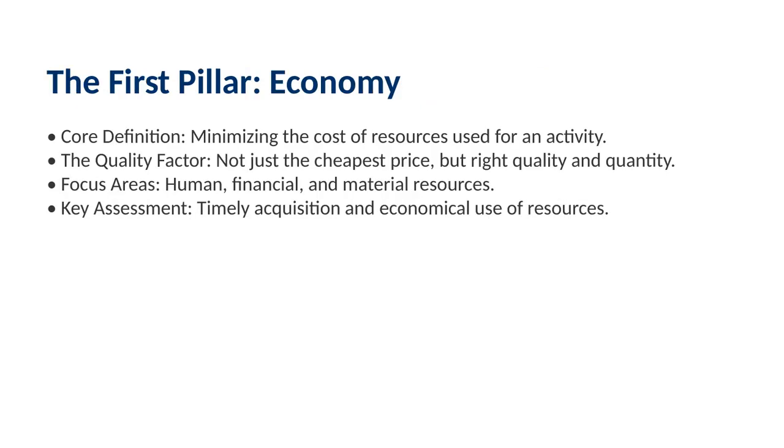To determine this value for money, the C&AG guidelines focus on three key pillars. The first one we need to master is economy. When we talk about economy, we are looking at minimizing the cost of resources used for an activity. But be careful, it's not just about the cheapest price. It's about getting the right quantity and the right quality at the best possible price.